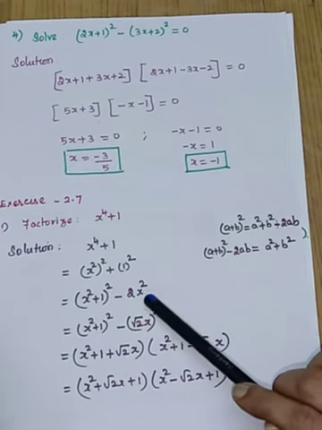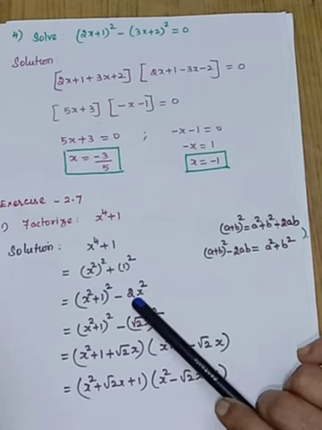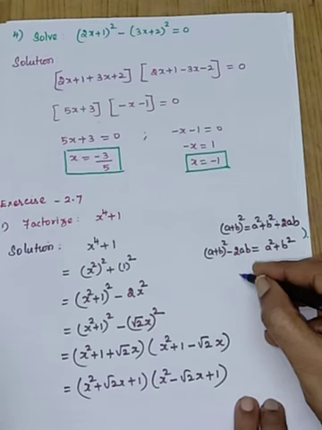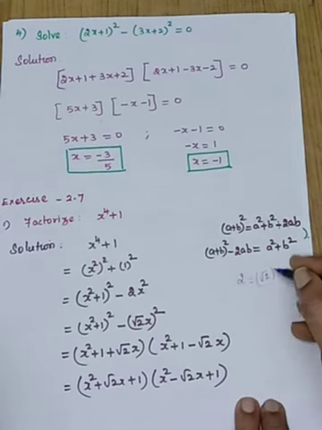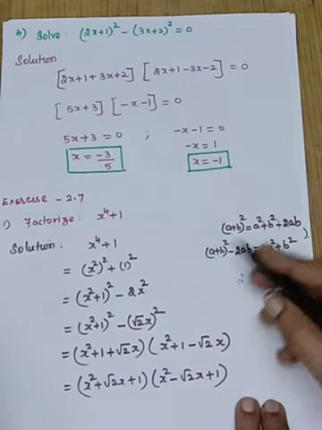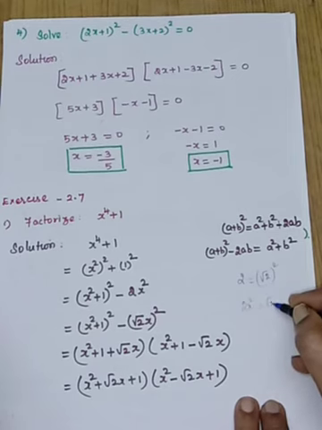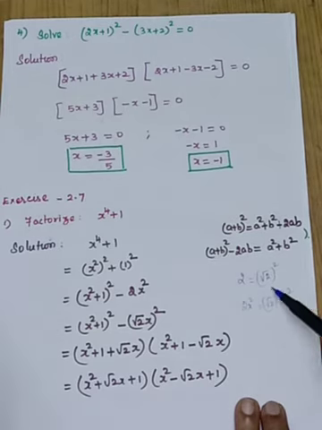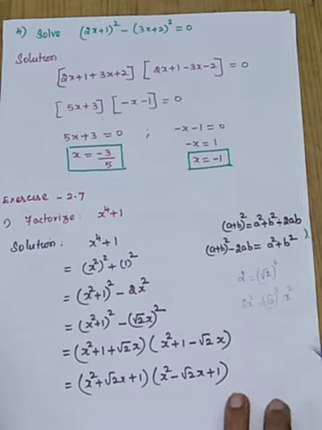Come to this. You have to write the whole square. 2 can be written as root 2 the whole square. So 2 is equal to root 2 the whole square, and x squared is already there. So 2x squared can be written as root 2 the whole squared into x squared, so this can be written as root 2x the whole squared.